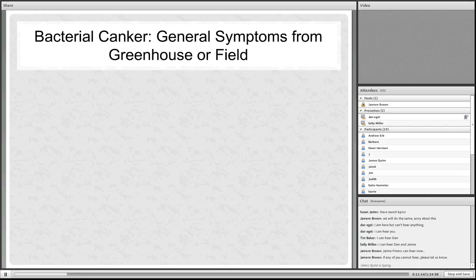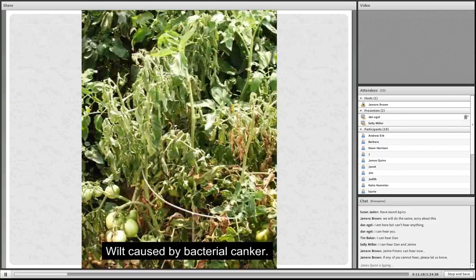I'd like to move on then to other general symptoms that might occur in the greenhouse or field. And again, there's this wilt symptom that you might see. Remember, if this pathogen is systemic in the plant and it's in the xylem, for example, it can affect the xylem, rot the xylem, and when it does that, the plant has no way to take up water, and thus you might see wilting as is shown here.